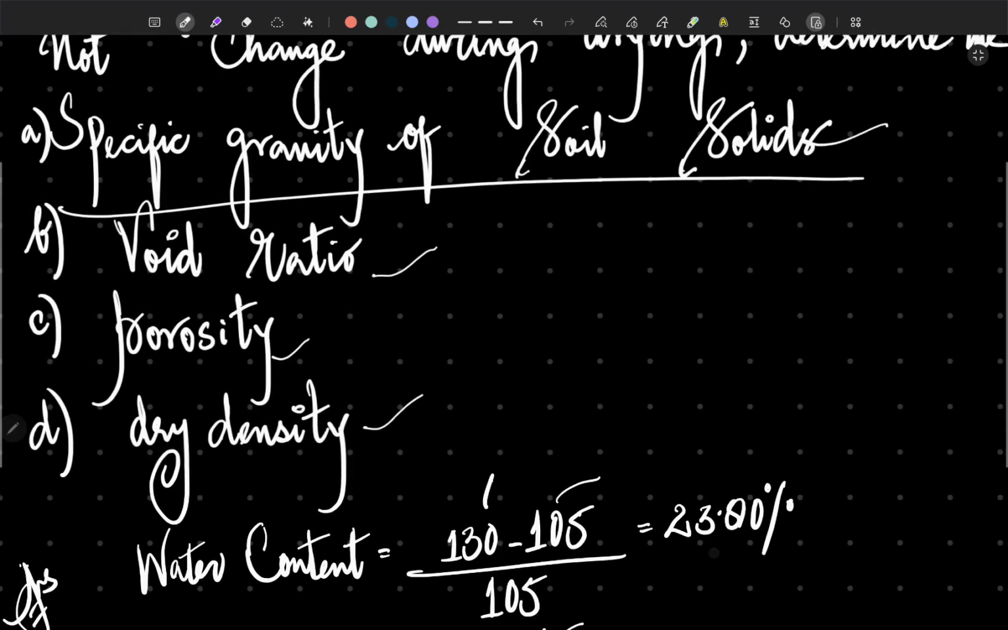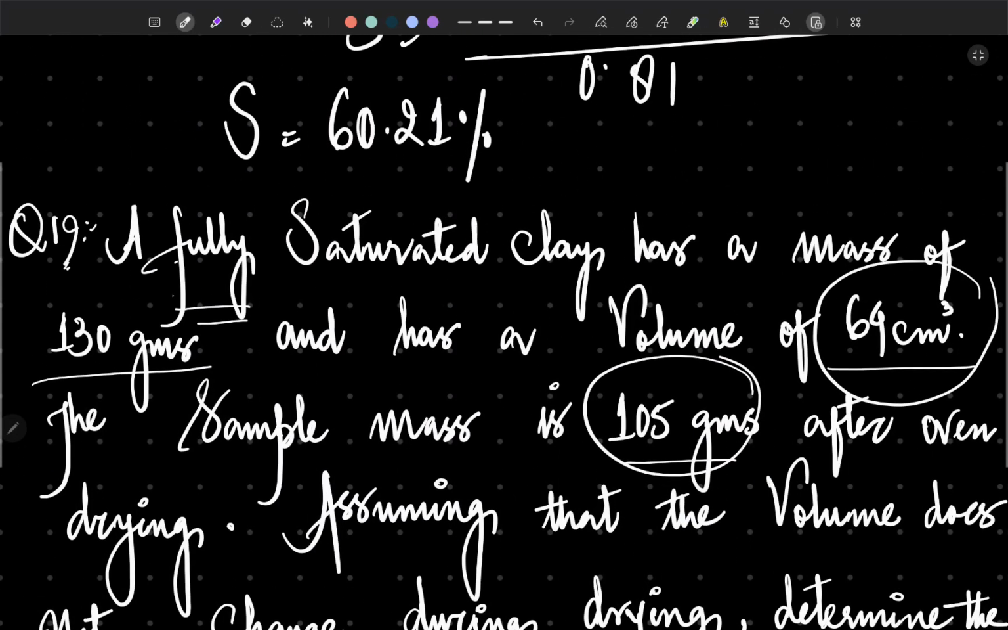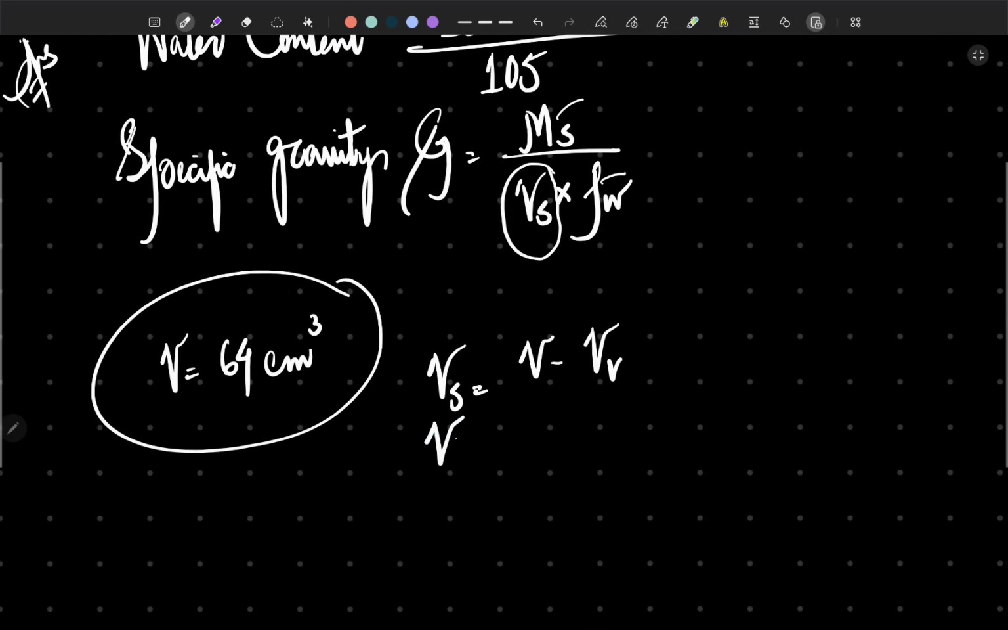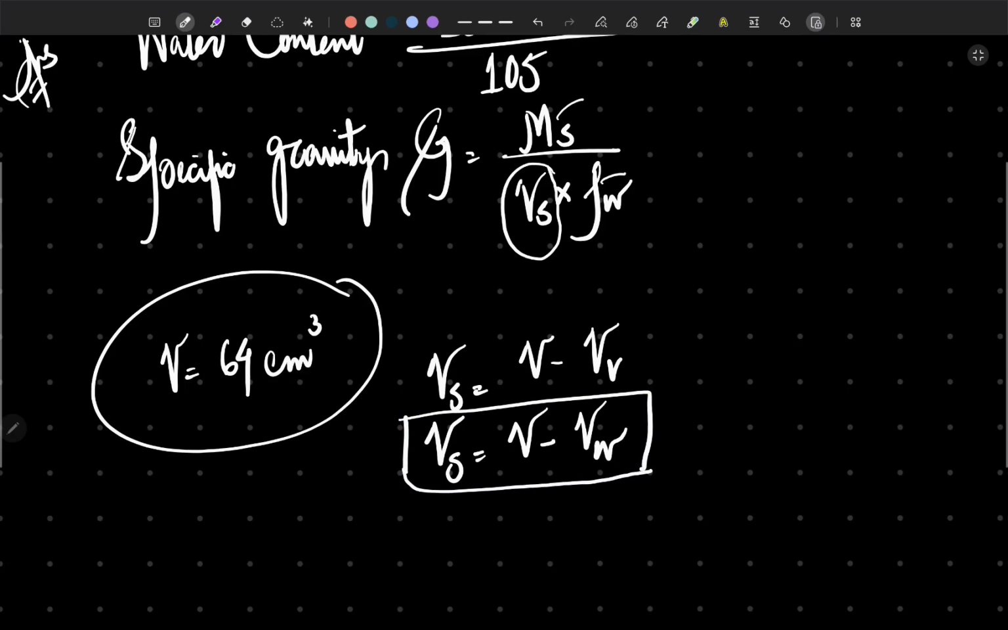But in this case, as you can see, the question itself says that it is a fully saturated clay. That means all the voids are only filled with water and there is no air phase. That means here in this equation, I can substitute that volume of solids is total volume minus volume of water. Why? Because the given soil sample is fully saturated. There is no air phase, only there is water in the voids. So all the voids are completely filled with water only because soil is completely saturated and there is no air phase.